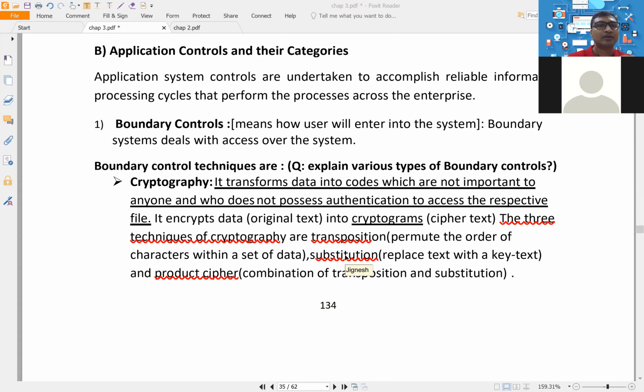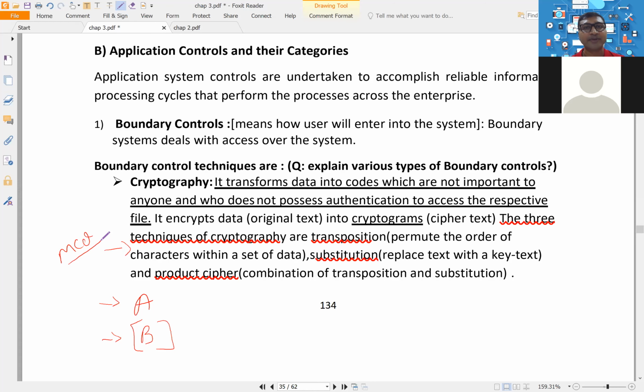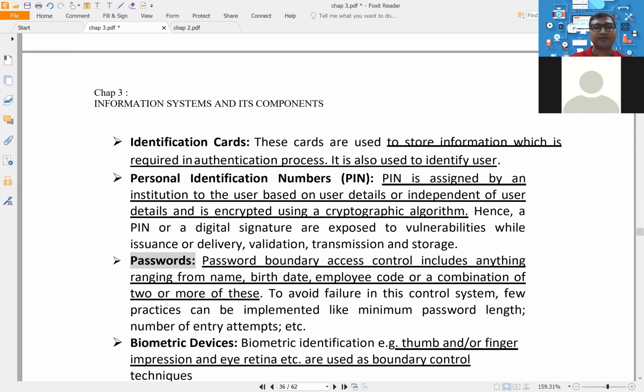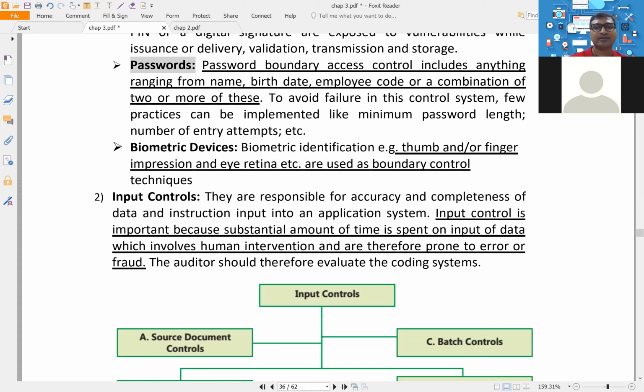For example, if you remember the method which we have done, suppose I want to send A, but I will not send A, I will send B instead of A. Remember, this is what substitution method. And they can also ask such kind of concept based on MCQ. So try to remember, please, MCQ here also. Most 99% I have told all those things in the lectures and you have marked also, but in revision also I'm telling you. Apart from this, identification cards, PIN number, password, biometric, all those things we know.